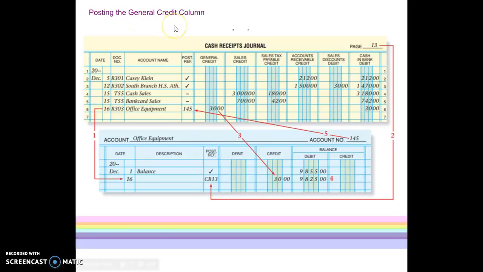Now, posting the general credit column. The last transaction that we transacted was on the 16th. It was R303 for office equipment. Post reference is general ledger account number 145. That's going to be placed in the cash receipts journal and in the general ledger CR13 for cash receipts journal, page number 13. The amount that we are going to credit is $30 to office equipment, and then we will update the balance. So that is posting a general credit transaction utilizing a general ledger account.